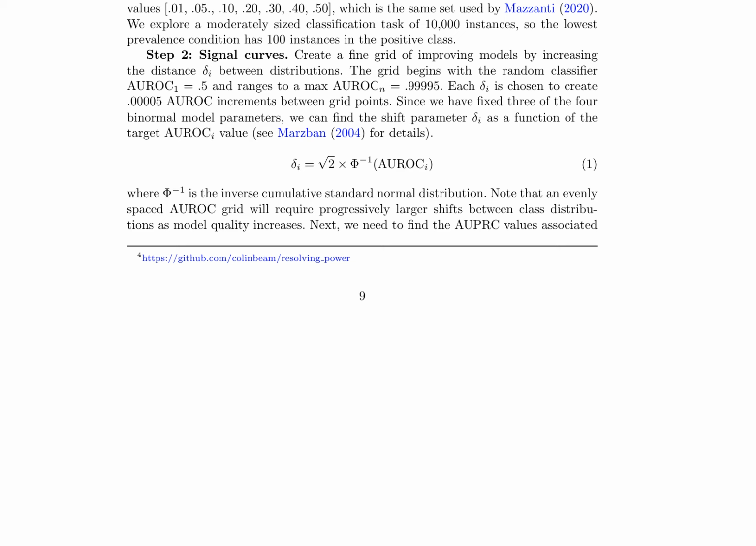In the second step, a fine grid of improving models is created by increasing the distance delta_i between distributions, using the inverse cumulative standard normal distribution, phi^-1, to find the shift parameter delta_i as a function of the target AUROC value. The equation delta_i equals square root 2 times phi^-1(AUROC_i) is used to calculate the shift parameter.